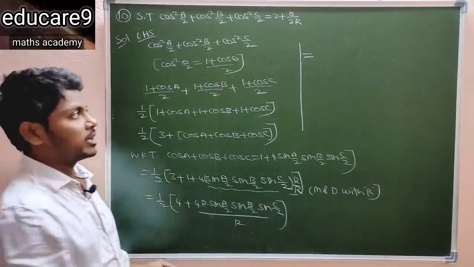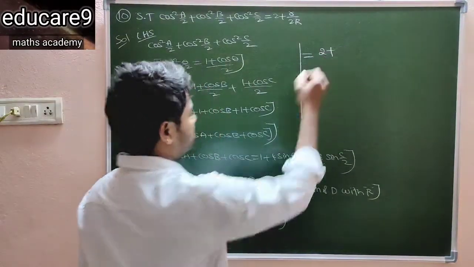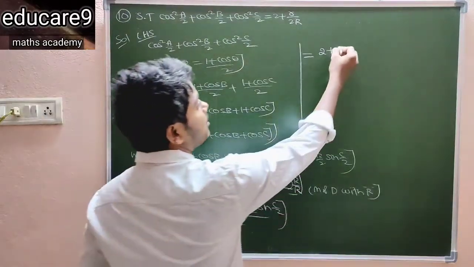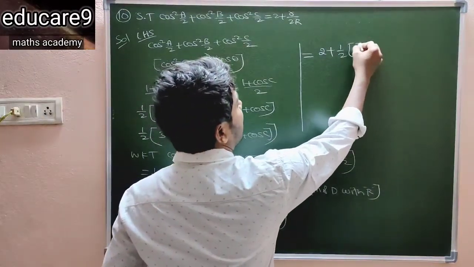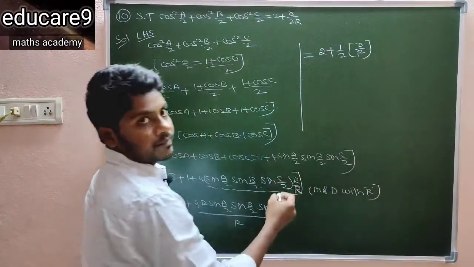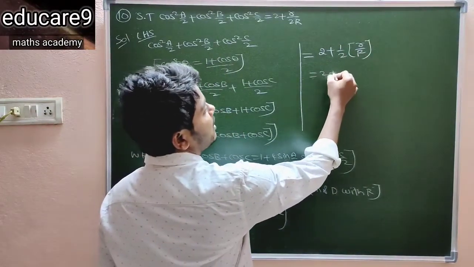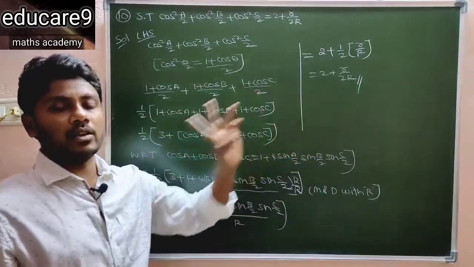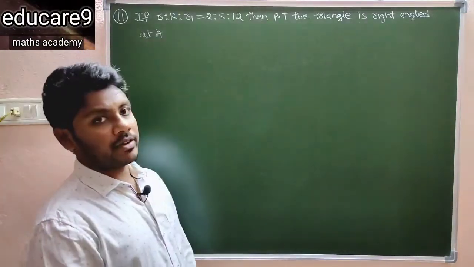Multiply 1 by 2 inside, what you got? 2 plus 1 by 2 into this one. So 1 by 2 into small r by capital R. So this is 2 plus r by 2 capital R. So this is the required answer. So see the next one.